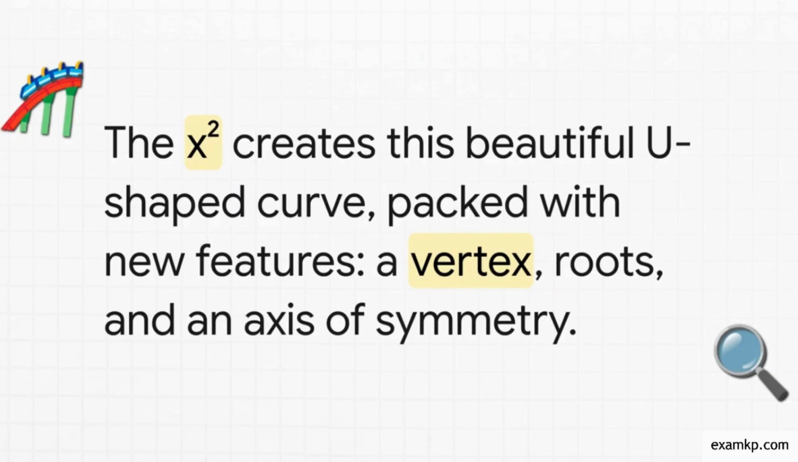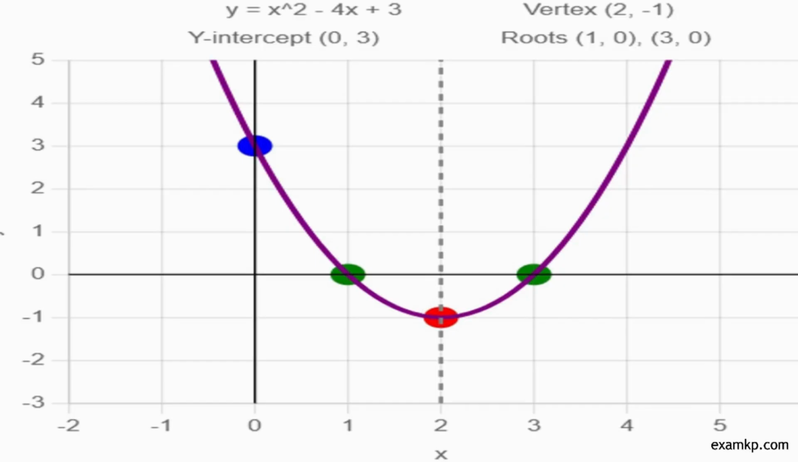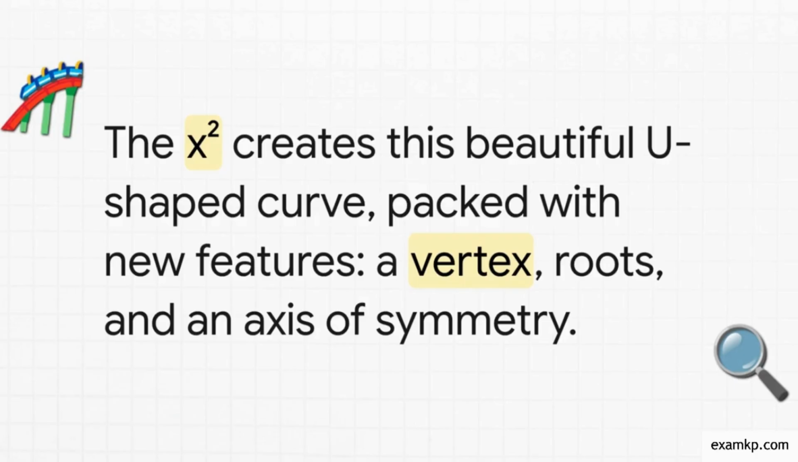Now, this graph has a whole bunch of new, important features. We still have a y-intercept. You can see it there in blue. But look, we also have these 2 green points where the graph crosses the horizontal x-axis. And maybe most important of all, we have this critical red point at the very bottom of the U.